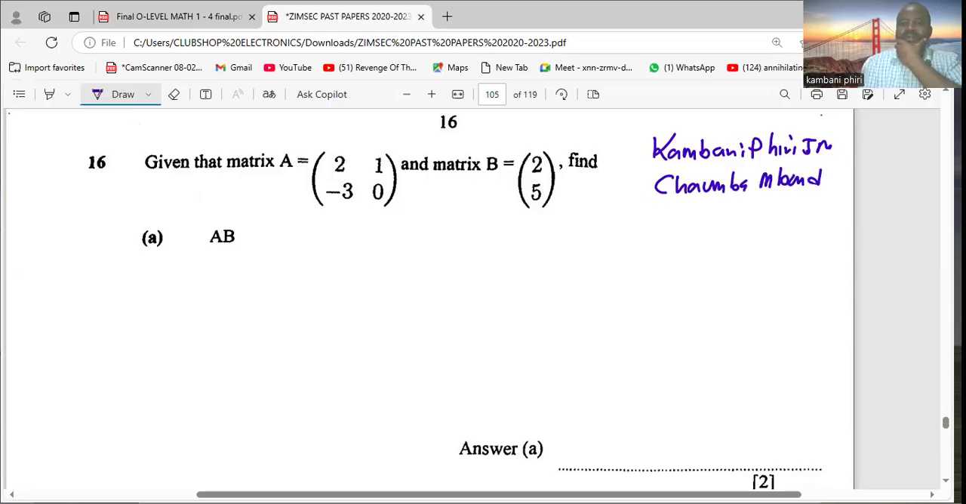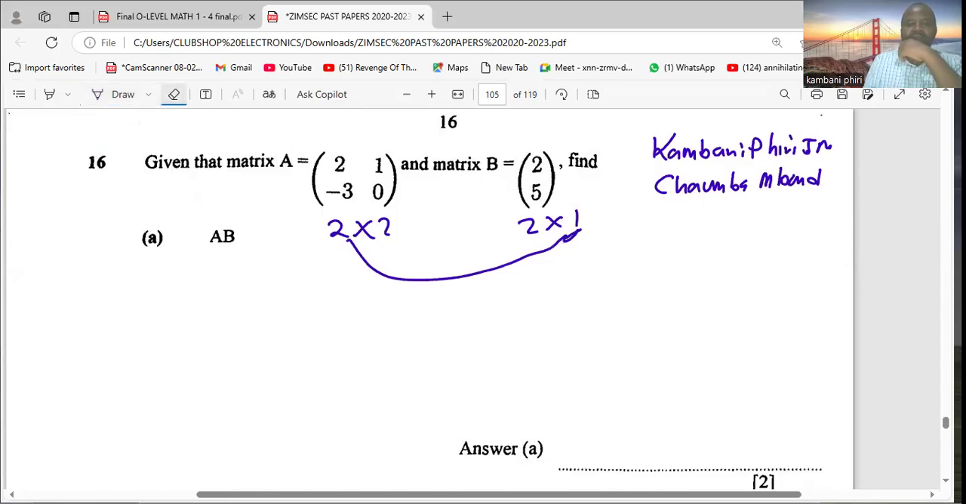All right. So we have two matrices A and B. This is a 2 by 2 matrix. This is a 2 by 1 matrix. You're able to predict the kind of matrix that we are going to get. So you'll be able to get the 2 by 1 matrix when we are done.